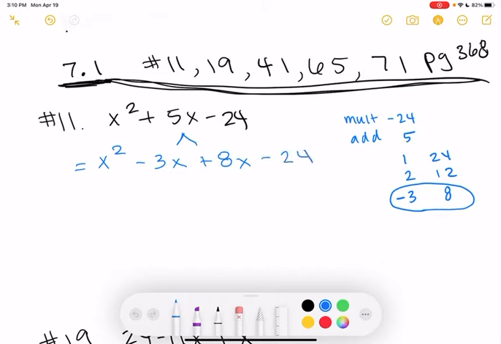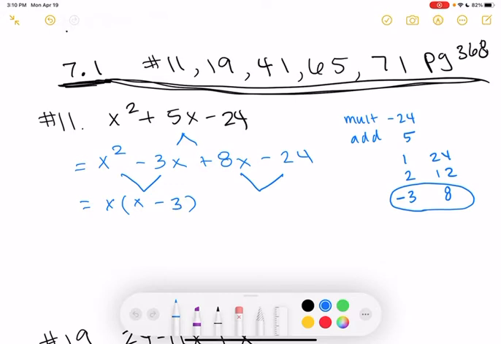Now I see the 4 terms. 4 terms means factor by grouping. Factor by grouping is just grabbing these first 2 and finding their common factor, then grouping these second 2 and finding their common factor. In the first one, I'm seeing an x. And then I have to think, x times what would give me that x squared? That's going to be an x. We're working backwards, kind of. x times what would give me negative 3x? Well, I have the x, so it would be a minus 3.